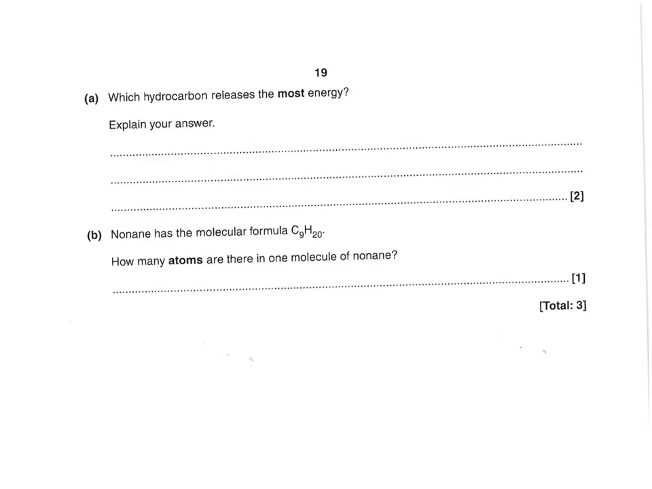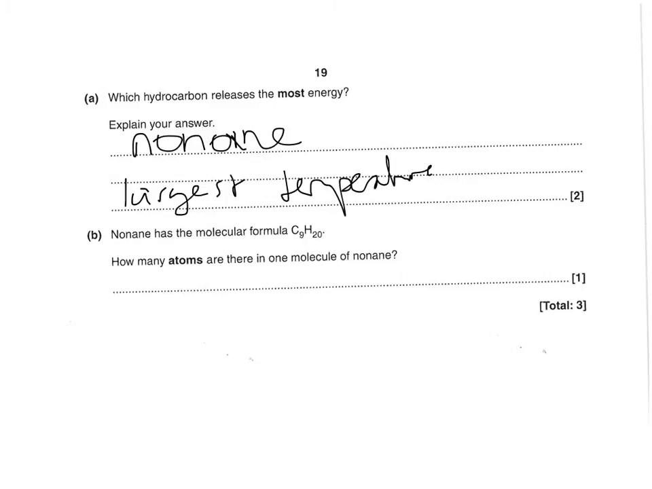Okay. And it says, which hydrocarbon releases the most energy, and explain your answer. So looking at the results, nonane releases the most energy, so that's first mark. And the reason is because it's got the largest temperature change, or the biggest temperature change. So you only get that second mark if you got nonane right.